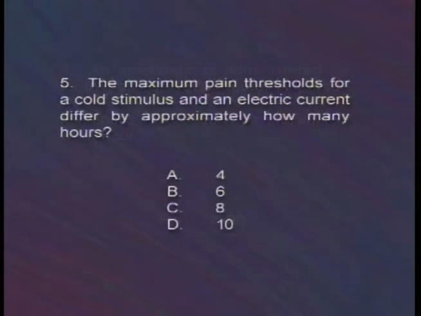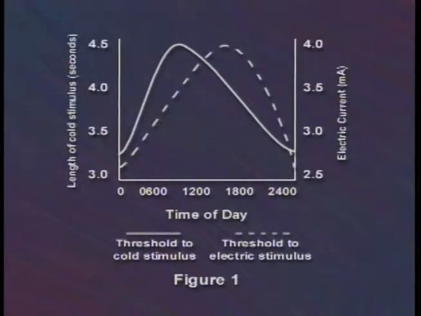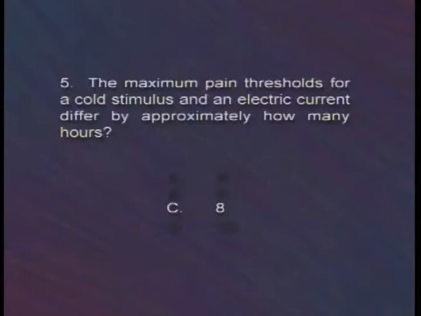Question 5. The maximum pain thresholds for a cold stimulus and an electric current differ by approximately how many hours? We're back to using Figure 1. What is the maximum pain threshold for a cold stimulus? From the graph, the maximum pain threshold occurs at about 1,000 hours. What is the maximum threshold for an electric current? This threshold occurs at about 1,800 hours. The difference between the two values is 8 hours. Thus, the correct answer is C.